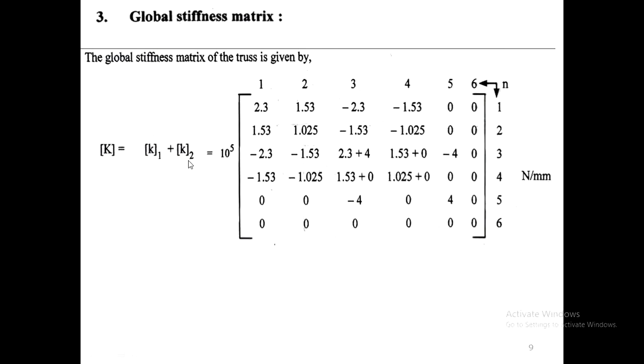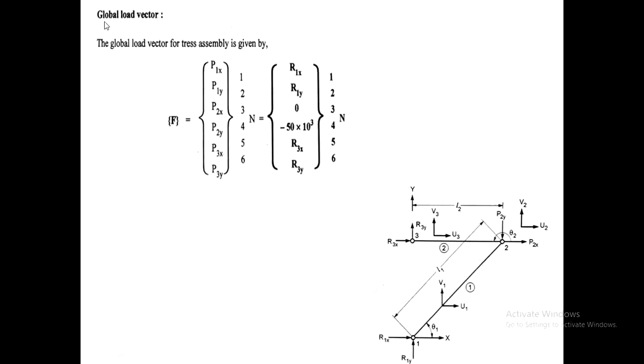So the size of the global stiffness matrix is equal to number of degrees of freedom by number of degrees of freedom. There are three nodes, each node having 2 degrees of freedom, that is there are a total of 6 degrees of freedom. So the global stiffness matrix size is 6 by 6. Then the global load vector: there are 6 degrees of freedom, so size also 6 by 1.